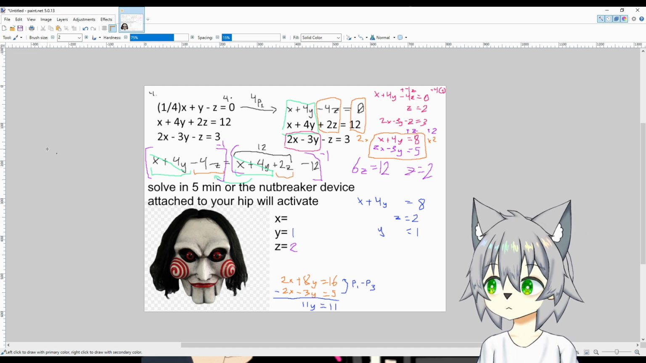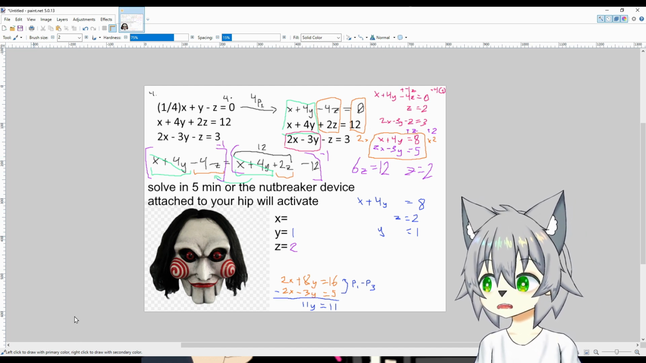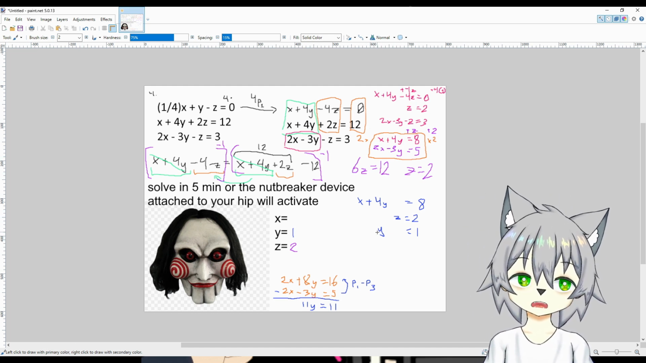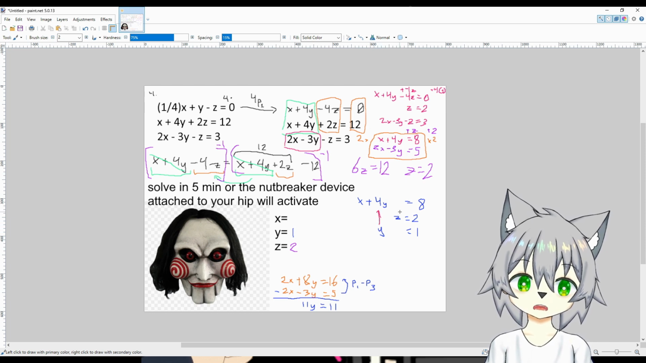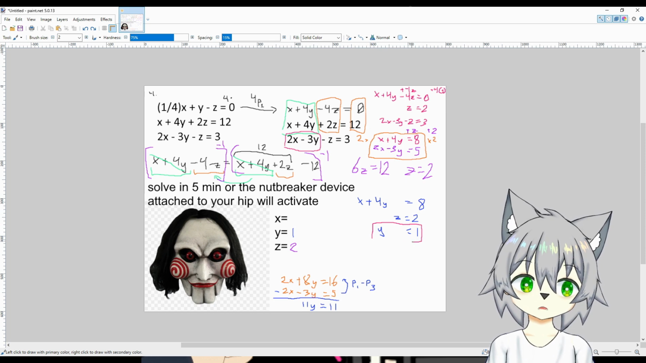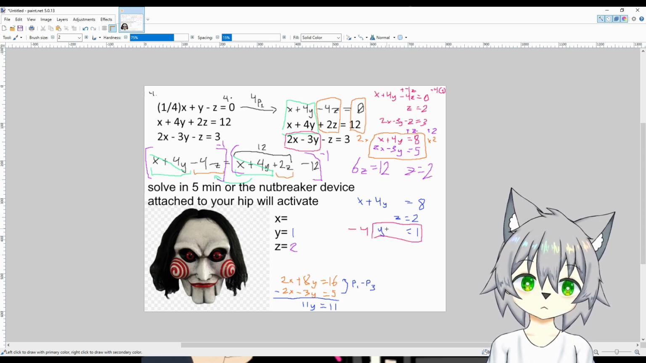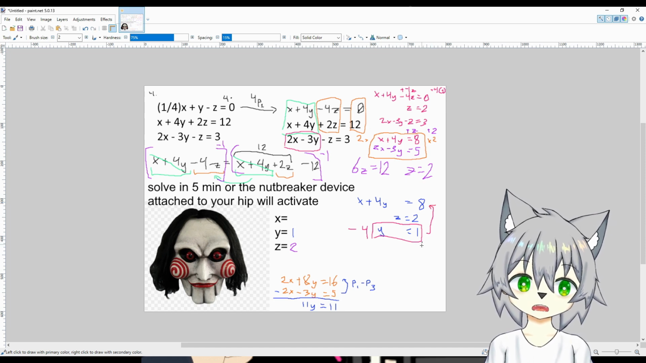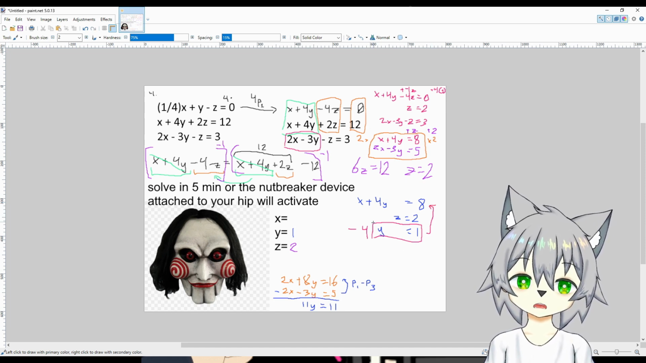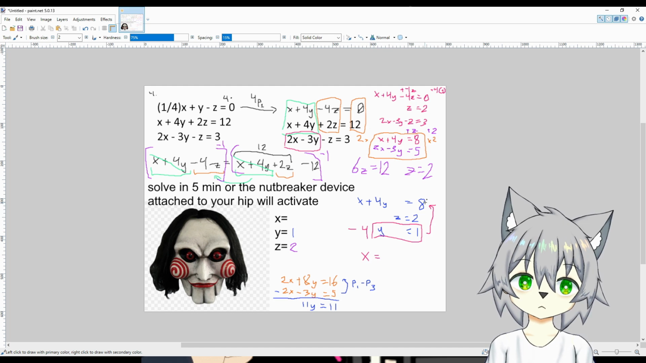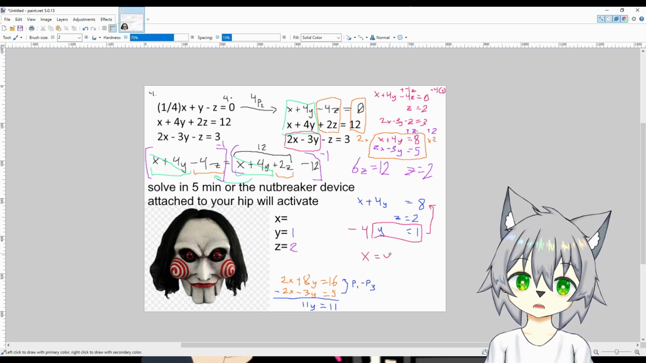Now, I think you can complete it on your own from here, because all you have to do is subtract this row, 4 of them, from this row. And you get x equals, well, of course, this is getting multiplied by 4, so we get 4, so then we get this.